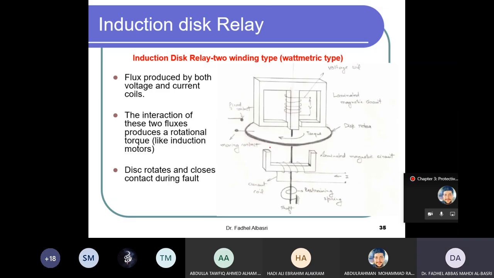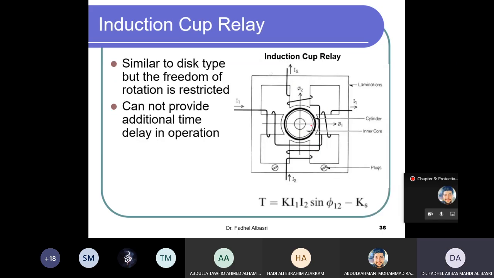And this is the induction disk as in symbols only. This is the wattmetric type, where I have a coil connected to a current from a CT, and another coil to a VT. This is the induction cup type. Here this is the iron core, and this is one coil in series with the other coil. This is another coil. So we have four poles, and the rotor here is like a cup.